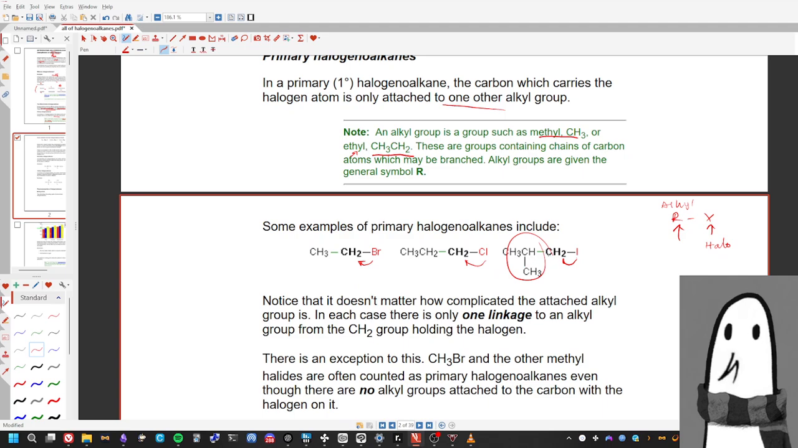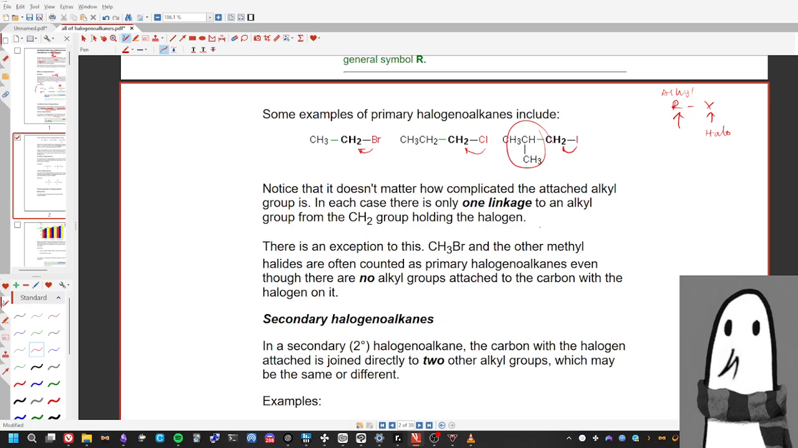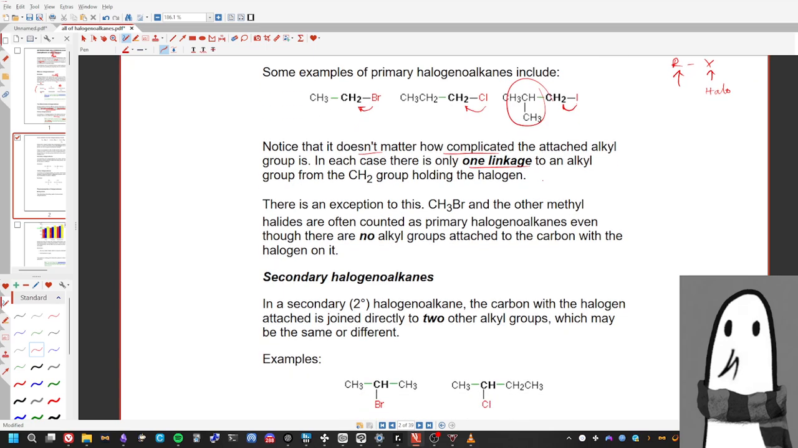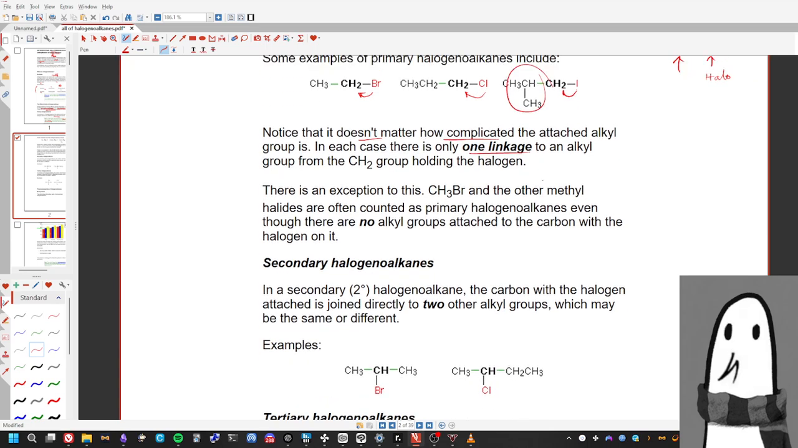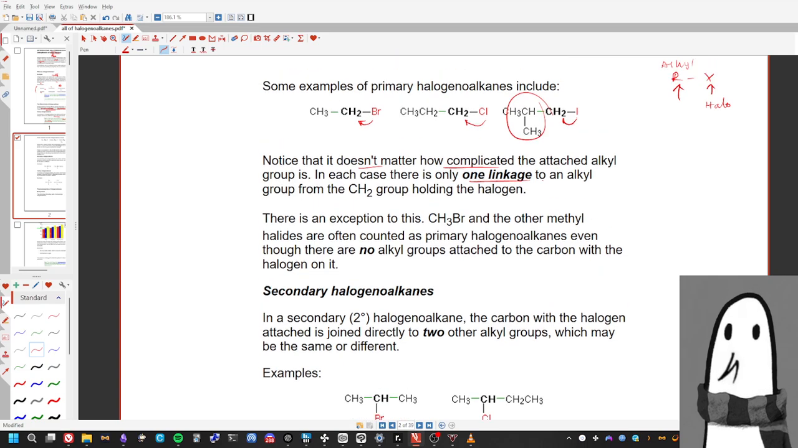Propyl. Wait, no, it's more than that. It's 1, 2, 3, 4. So that's going to be your butane, ethane, methane, butane, propane, plus the branching at the second. Notice how no matter how complicated it gets, it doesn't matter. In each case, there's only one linkage from the alkyl to the halogen. So yeah, it's going to be considered primary.